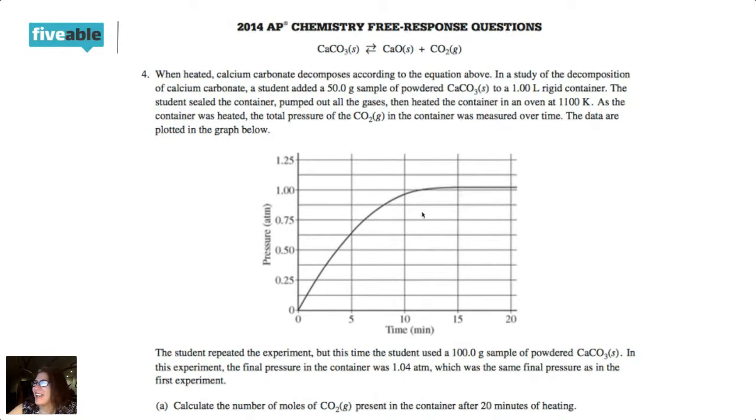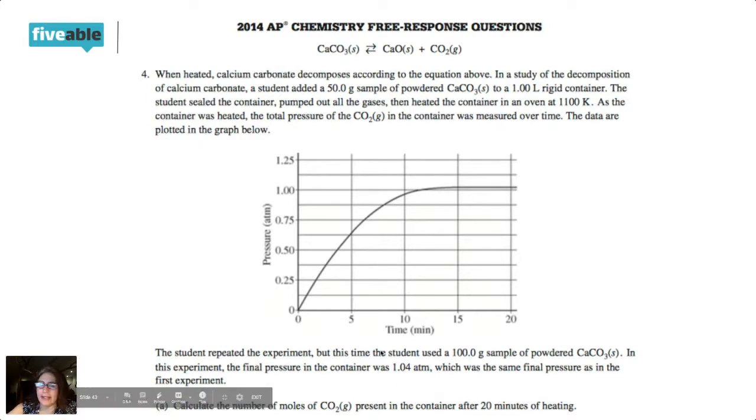Yes. Okay, then it says the student repeated the experiment, but this time the student used 100 grams instead of 50 grams of powdered calcium carbonate. In this experiment, the final pressure in the container was 1.04 atmosphere, which was the same final pressure as in the first experiment.